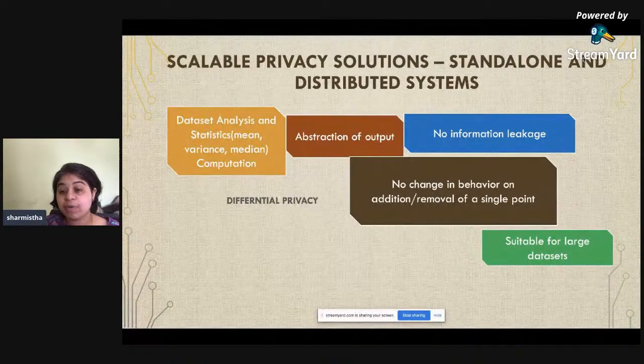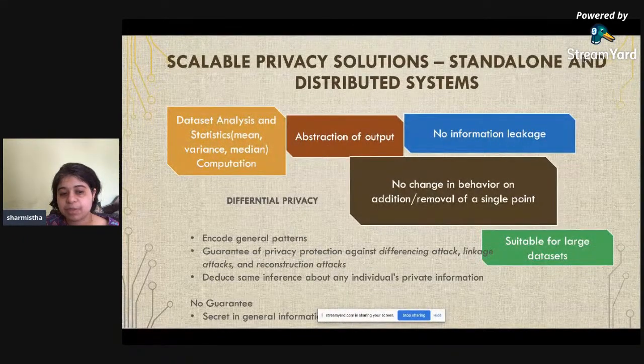And it's suitable for large data sets and distributed systems. And we'll see how we can use this differential privacy to build distributed systems. So that gives you protection against linkage attacks as well as reconstruction attacks.